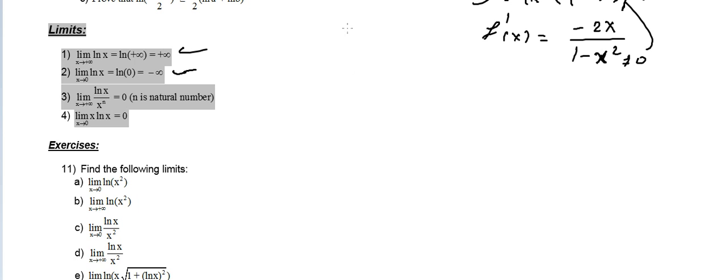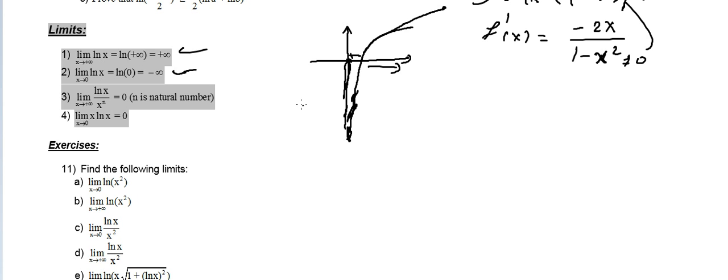Now you will see when we draw the graph of ln x, it's going to be something like that. As x approaches 0 from the right, this will approach negative infinity. And when x approaches plus infinity, it will also approach plus infinity. This means limit of ln x as x approaches infinity is infinity, and when x approaches 0, it's minus infinity. As x goes to plus infinity, the function goes to plus infinity, and as the abscissa approaches 0, the function will approach minus infinity.